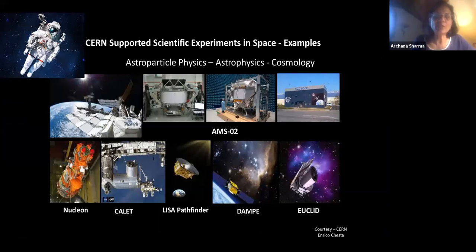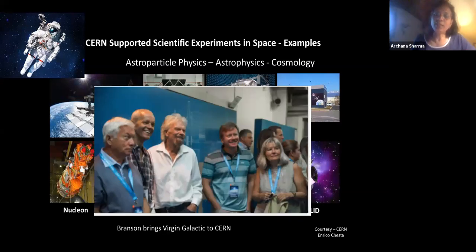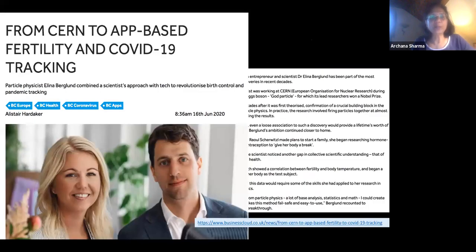There is a lot of experimentation that's going on with the support of CERN in space. And there are several experiments that you can see here, which are going on in astroparticle physics, in astrophysics, and in cosmology. I will not go into details of each one of them, but you can see that there are a lot of implications where this is, at the moment, completely blue sky research. We do not know what's going to come out of it, but we are very, let's say, excited about it. And you can see that one fine day, we also had Richard Branson, who came to CERN, and he was excited to have some prospects of collaboration. This is just an example, a very recent example.